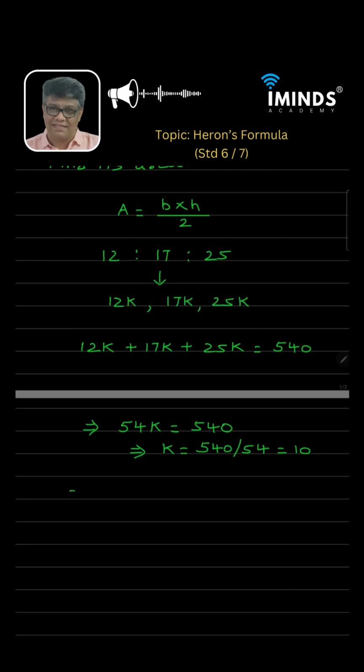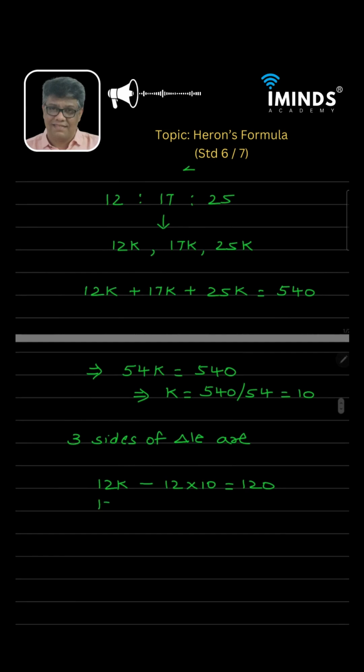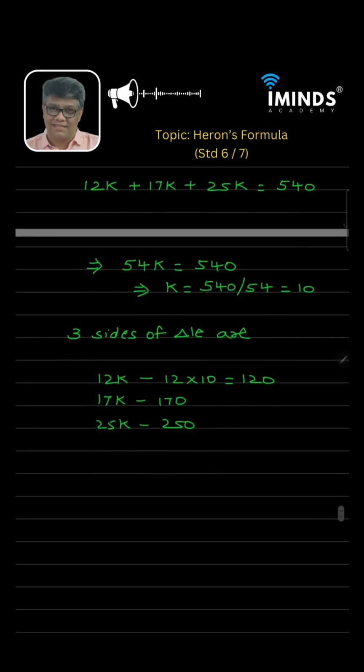So now the three sides of the triangle are 12k, that is 12 into 10, 120, and 17k will be 170 and 25k will be 250. So now we have all the three sides, right? So let's say this is 120 centimeter, this is 170 centimeter, and this is 250 centimeter.